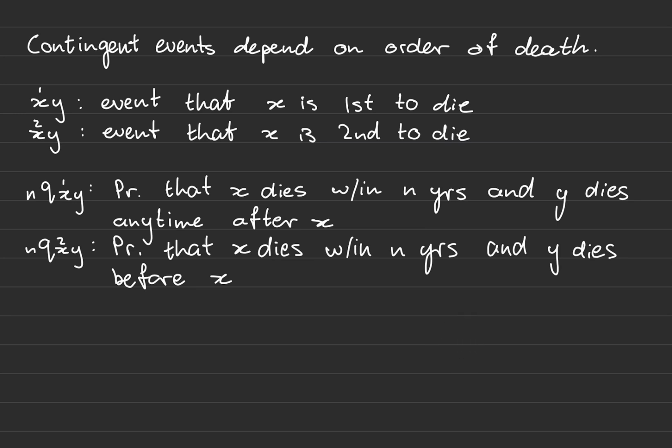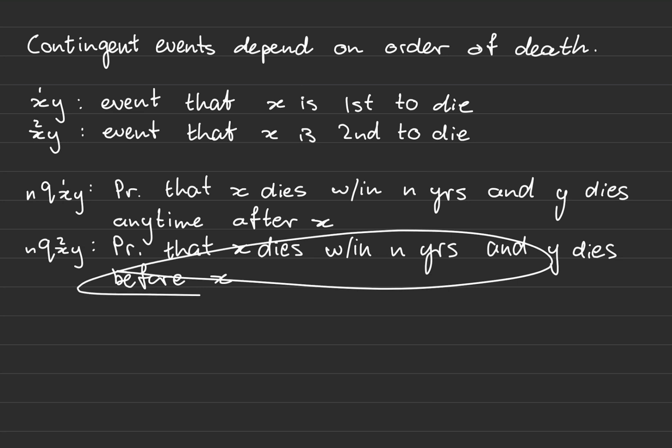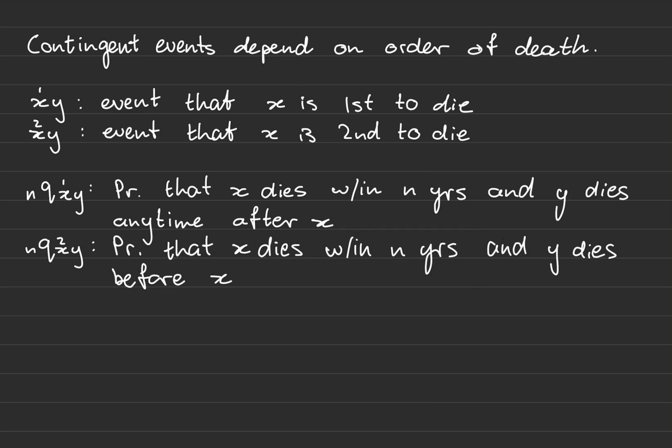Now, the two probabilities I want to define quickly are nq XY with the 1 on top of the X, which is the probability that X dies within n years, and Y can die any time after X. Note here, Y doesn't have to die within n years as well. Y just has to die after X, and X has to die within n years. Then this other probability, nq XY with the 2 on top of the X, is the probability that both X and Y die within the next n years, and X is the second to die. Or you can write it like this: the probability that X dies within n years and Y dies before X, which implies that Y will also die within n years.